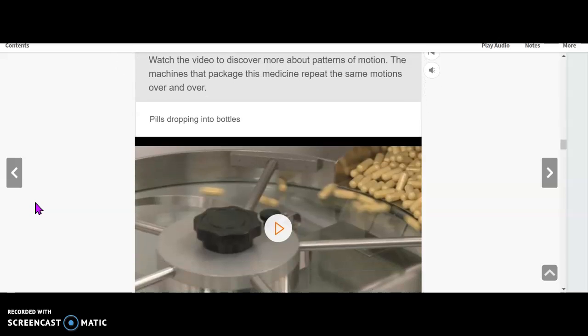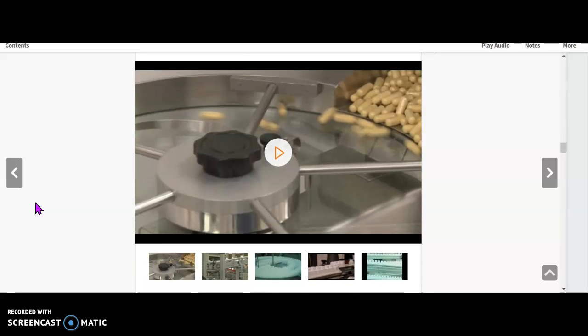The machines that package this medicine repeat the same motions over and over.